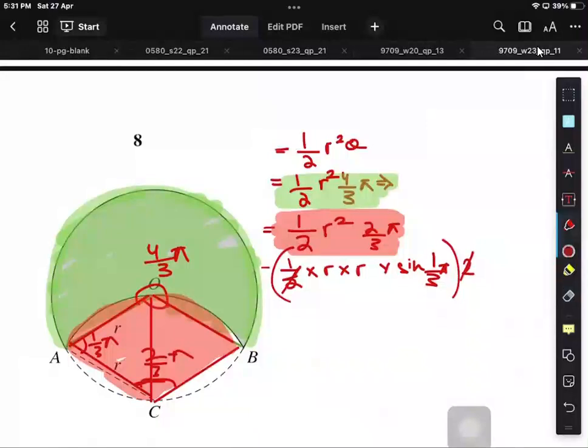I would be left with R squared and then sine 1 over 3 pi if I do that in my calculator, and make sure your calculator is in the radian mode, okay? So sine 1 over 3 pi, which is under root 3 over 2, right? So these are the area of our two triangles.